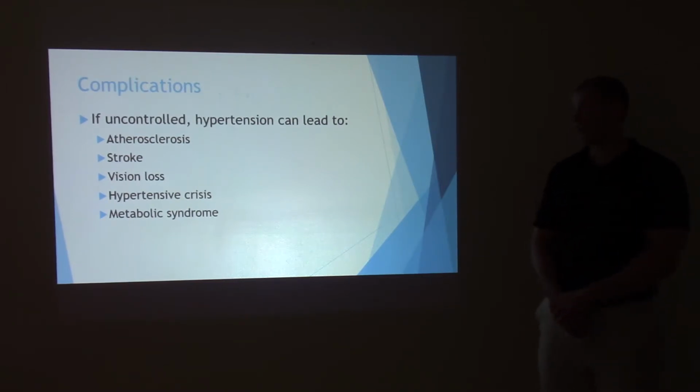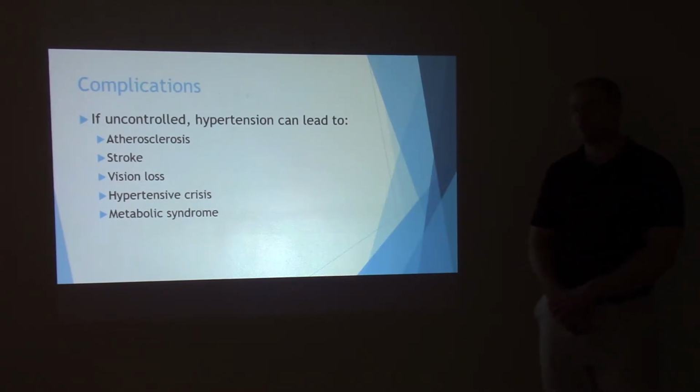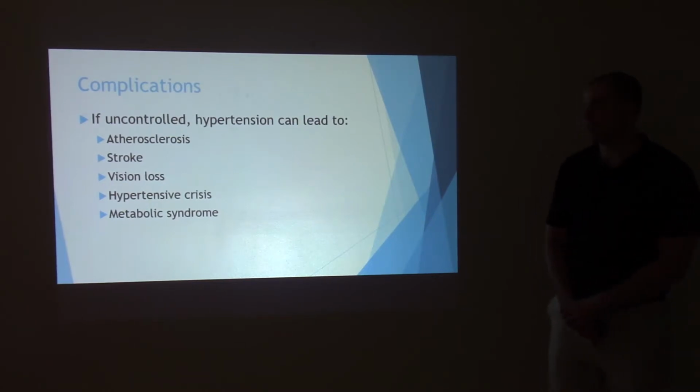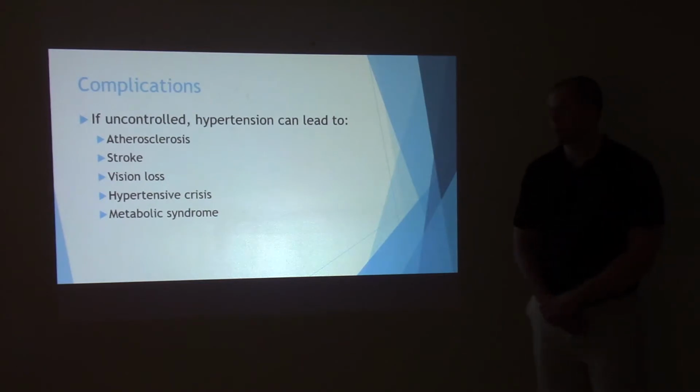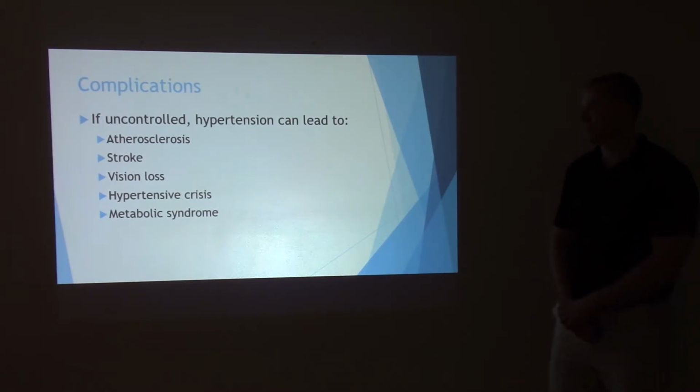This can result in stroke. So stroke is when you have a blockage of arteries to the brain, and you don't get enough oxygen or glucose to the brain, and that's going to damage and kill brain cells, which can lead to devastating long-term effects. Vision loss is an issue as well, so if blood circulation is cut off to the eyes, then you're not getting enough oxygen and nutrients to the eyes, and that's going to lead to vision loss.